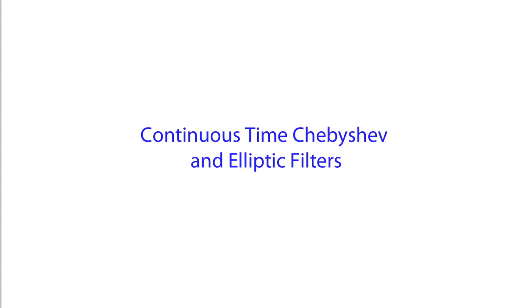Procedures that we're using to design infinite impulse response filters rely on the availability of continuous time filter designs that then get transformed into discrete time filters. So we're basically converting from a differential equation for the continuous time system to a difference equation that describes the discrete time system. We're going to look at continuous time Chebyshev and elliptic filters in this lecture.